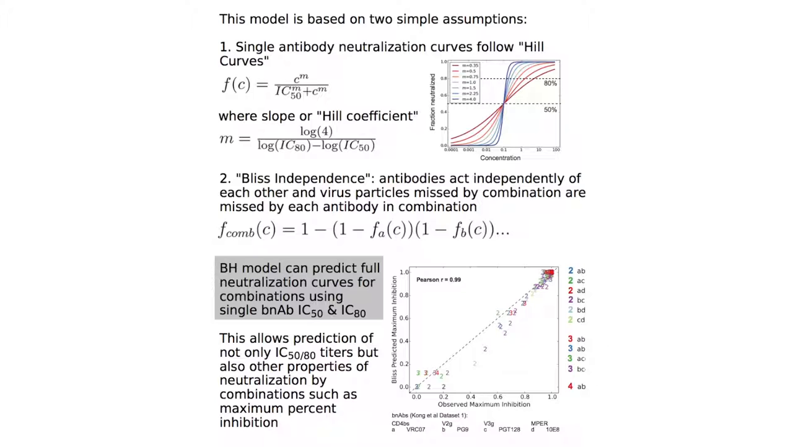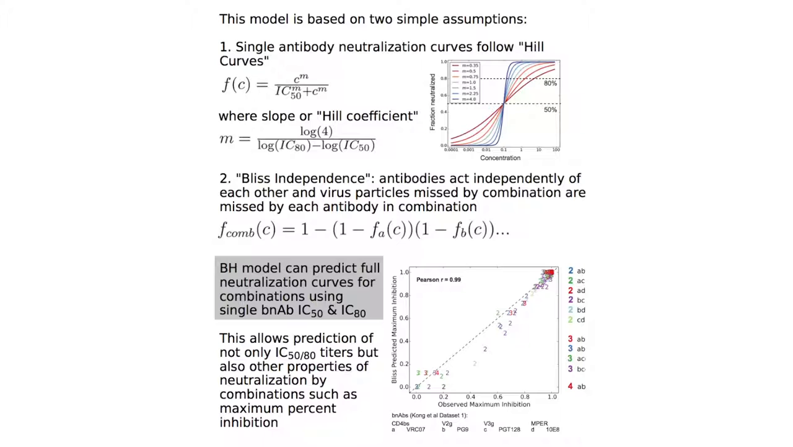The second assumption we make in the BH model is that the antibodies' actions combine using what is known as Bliss independence. This principle says that antibodies act independently of each other, even in combination, and virus particles in an in vitro assay which are missed by combination are the ones which are missed by each antibody in the combination. This principle can be formulated using this equation shown here. The main advantage of BH model is that it can predict full neutralization curves for combinations of antibodies using single BNAB IC50 and IC80 titers.